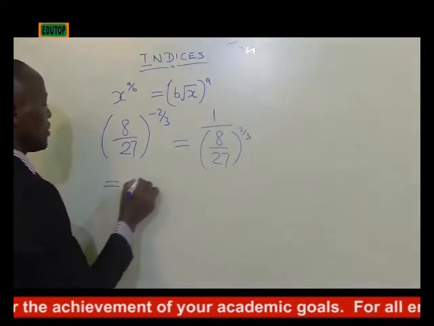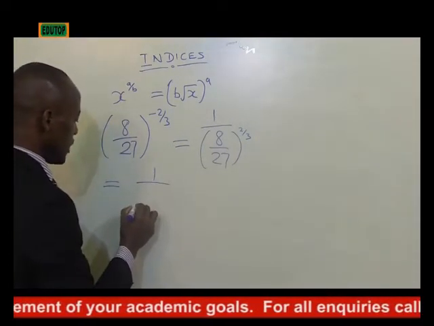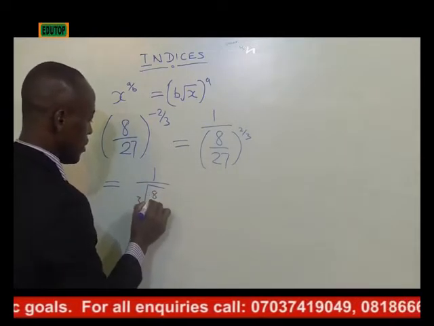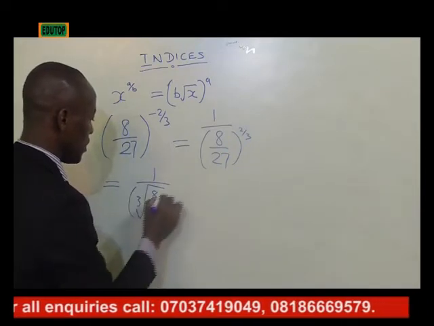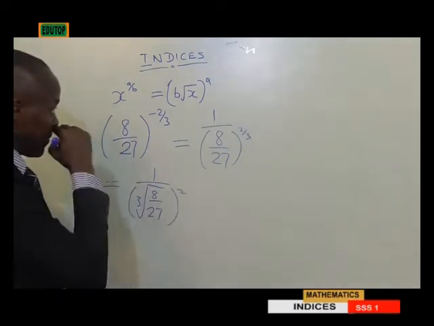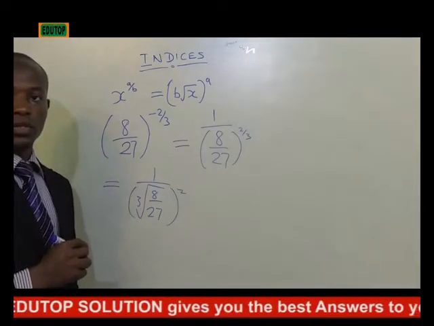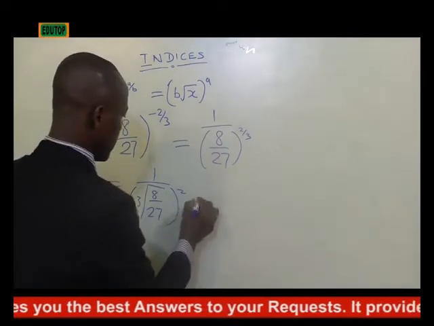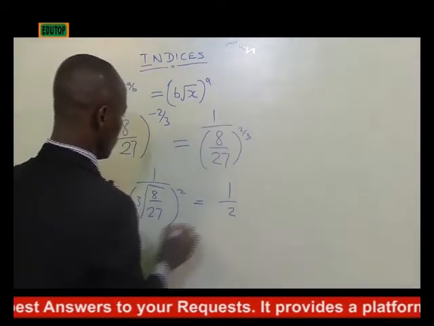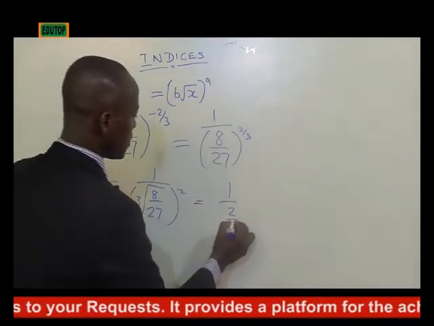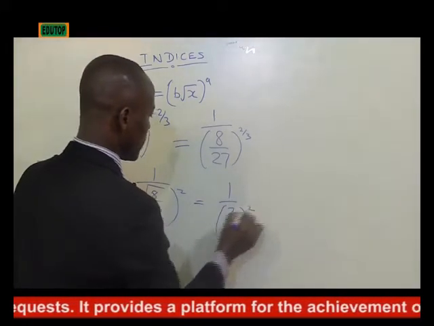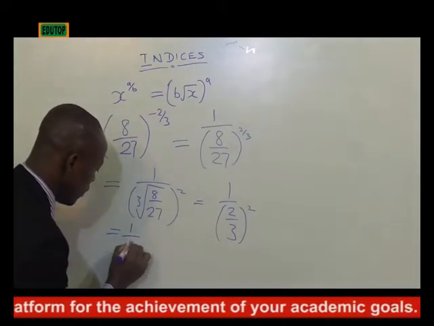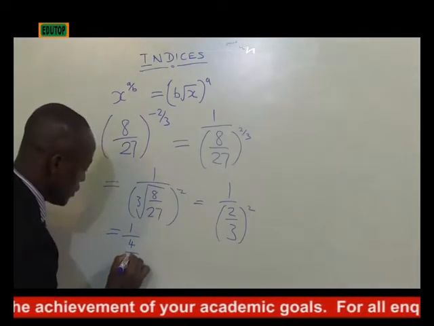So we'll now be having something like this: 1 all over the cube root of 8 all over 27, squared, according to what we are having. So we'll now proceed. The cube root of 8 is what? 2. The cube root of 27 is 3. Everything squared. So we'll now be having something like this. That will be 1 all over 4. Well, 3 squared is 9.